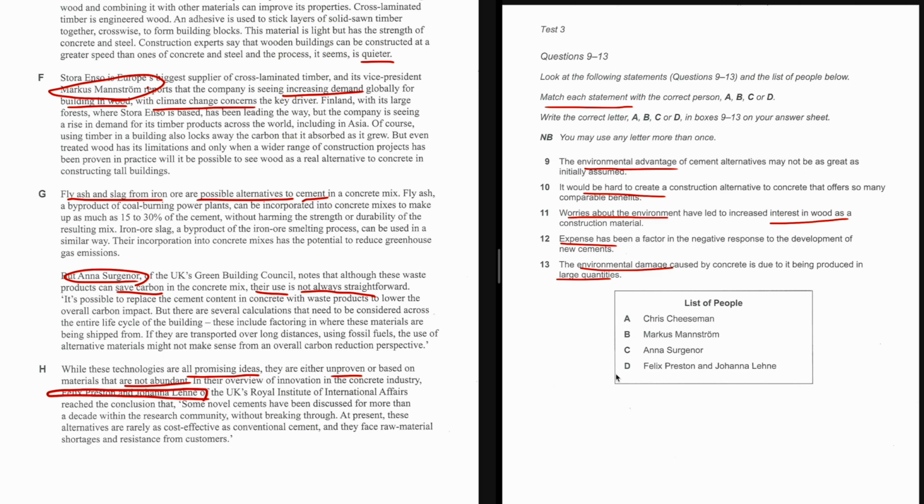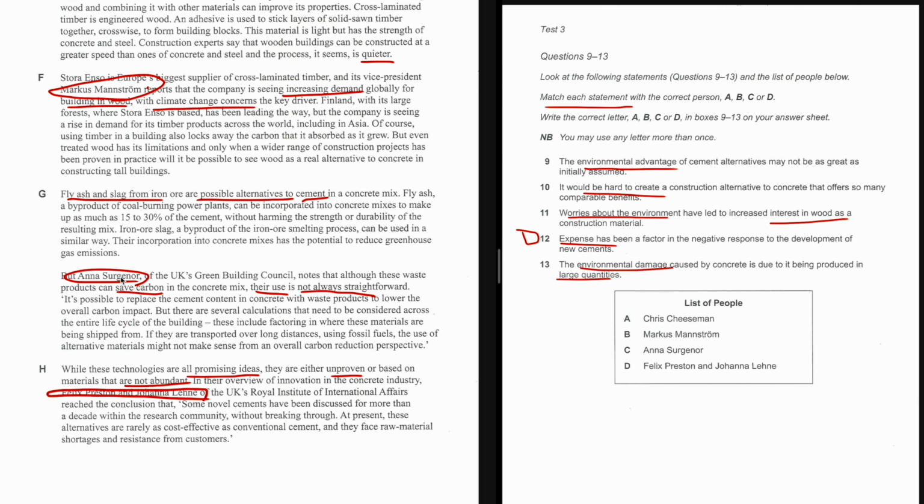Okay, can we say D is number 12? That's the best answer to me. So I'll write D next to 12 because of the expense and cost effective. So do we need to use this once or more than once? Well, we have five statements and four people, so this person might be used more than once. Do we have any other statements relevant to that person? I don't think so. It was a short piece.